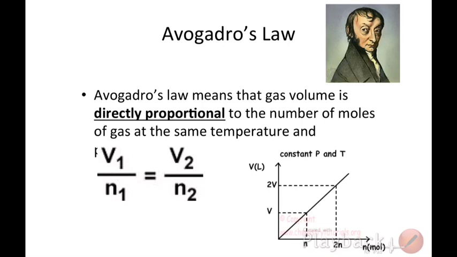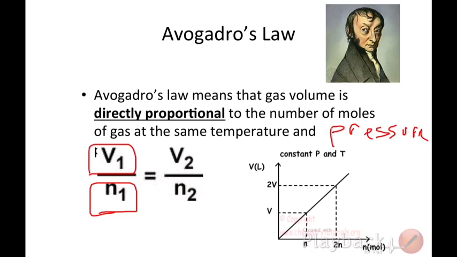So our definition is Avogadro's law means that gas volume is directly proportional to the number of moles of gas at the same temperature and pressure. It should say pressure here. So here's our equation. V stands for volume. N stands for the number of moles. And this equation shows the directly proportional relationship.